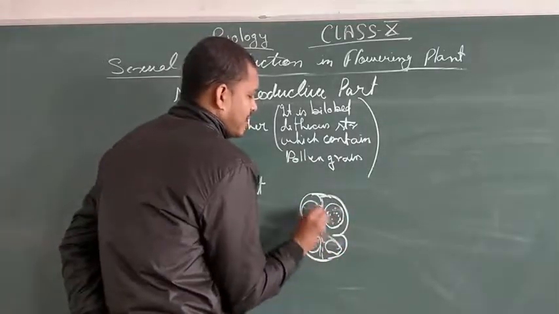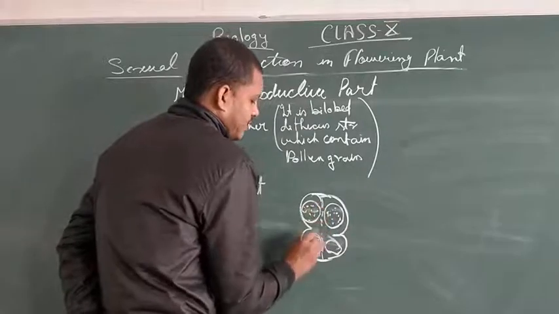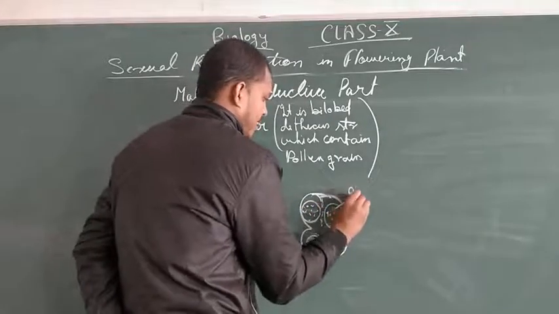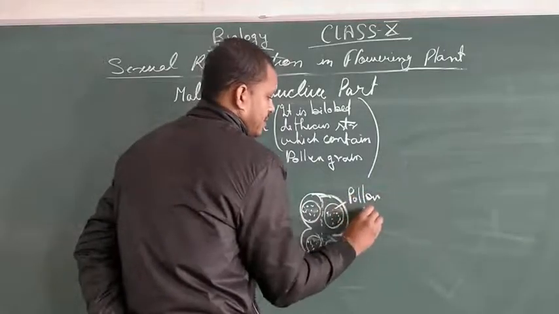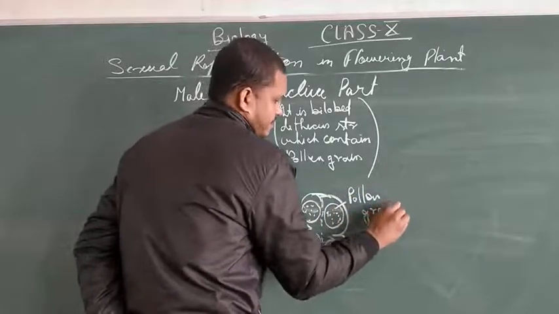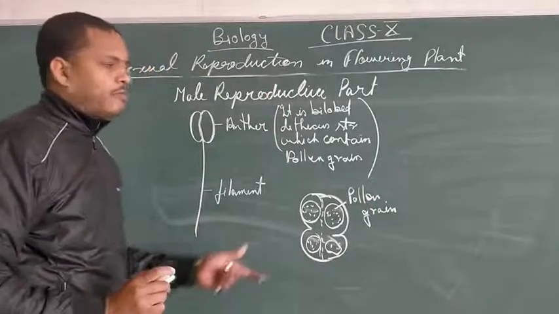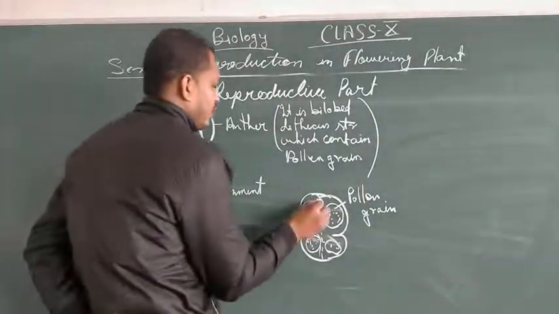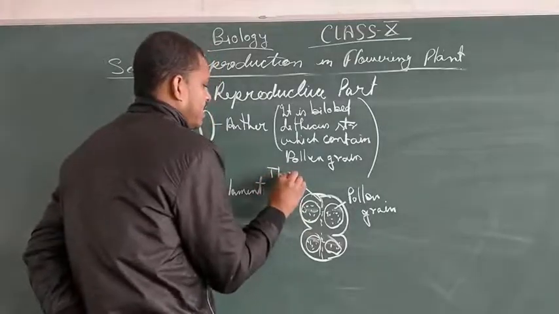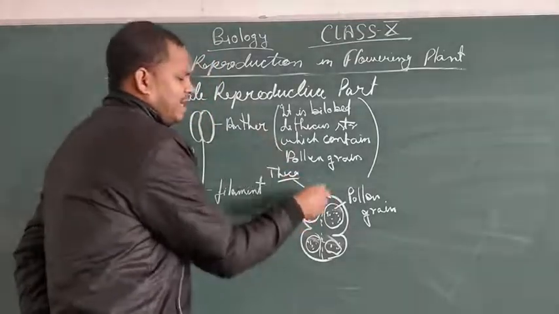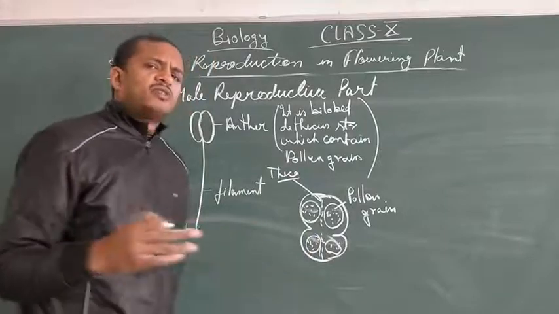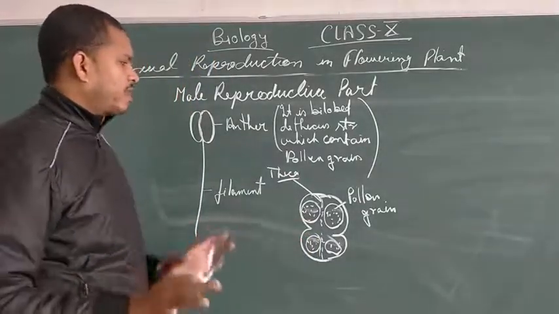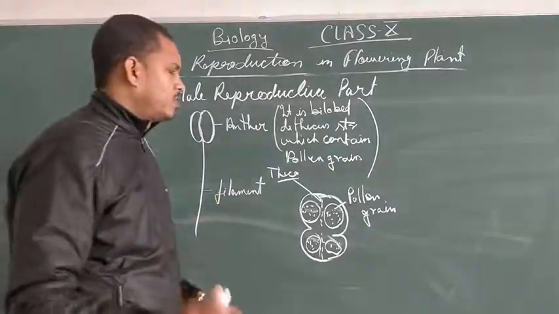Inside this pollen sac your pollen grains are present. This is your pollen grain. This is the theca, and there are many layers. The tapetum is there, which is nutritive in function and protective. We are not going into that much detail according to your syllabus.